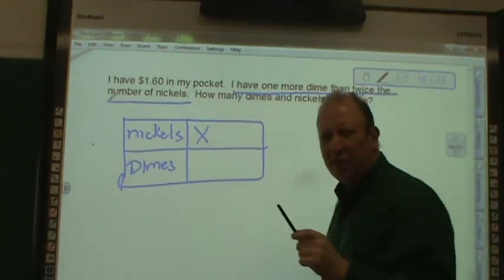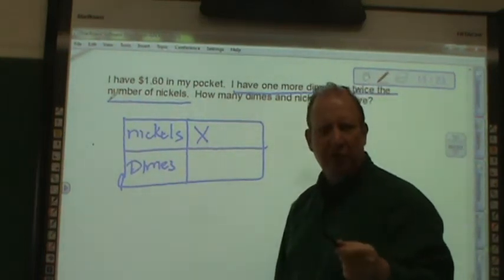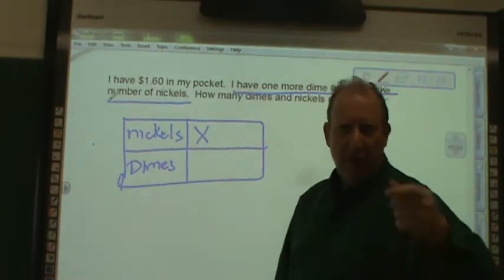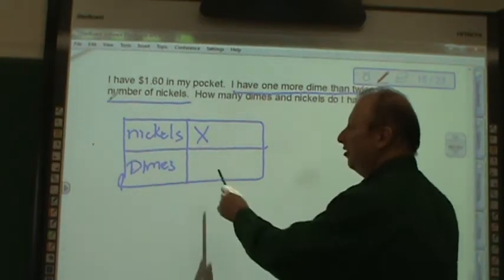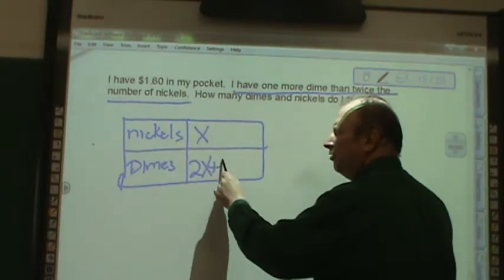So if I have one nickel, I will have 3 dimes. If I have 2 nickels, I would have 5 dimes. So let's look at this. 2 times X, double the number of nickels, plus 1.